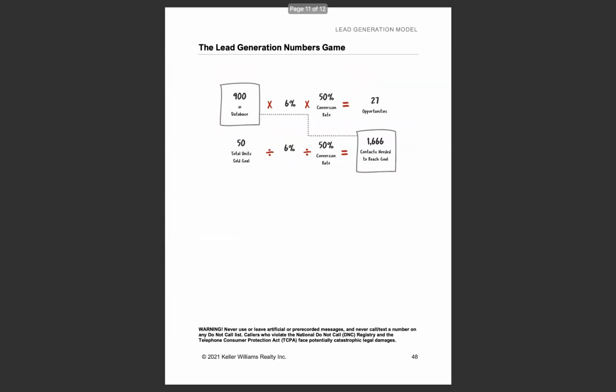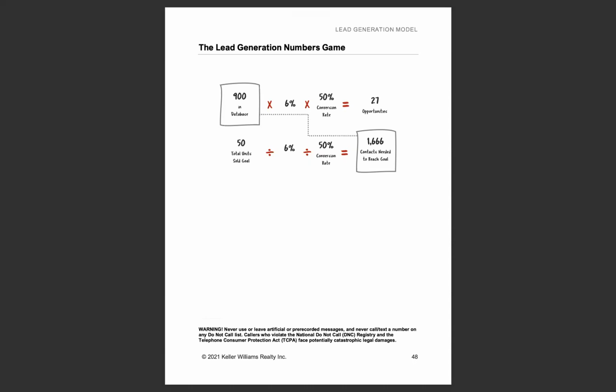All right. And if you want to take a screenshot of this one as well, I'm not going to go through this one. This is another way to play the lead generation game that we talked about yesterday. This is an updated version. If I have 900 people in my database, I can multiply that number times 6%, multiply that number by 50%, and that will tell me that I have 27 opportunities available. That's how many potential sides I can get.